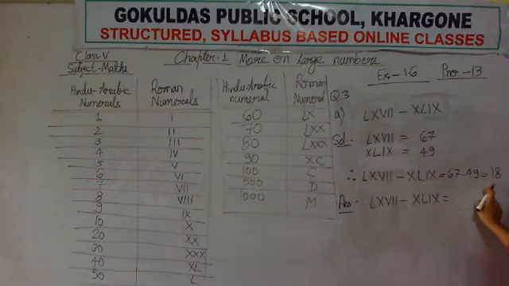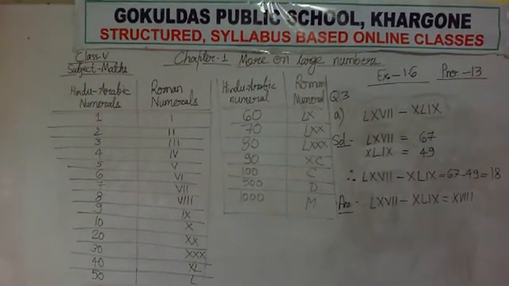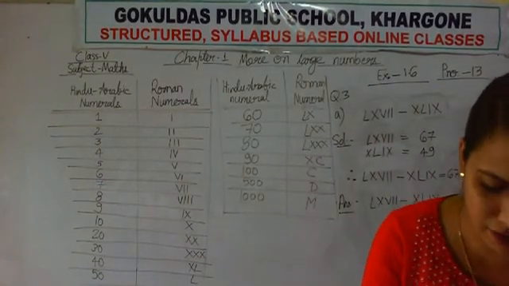Now can you tell me the Roman numeral for 18? Yes. How did you get 18? 10 plus 8. X for 10 and VIII for 8. So this is how you got your answer. Let's do part B.